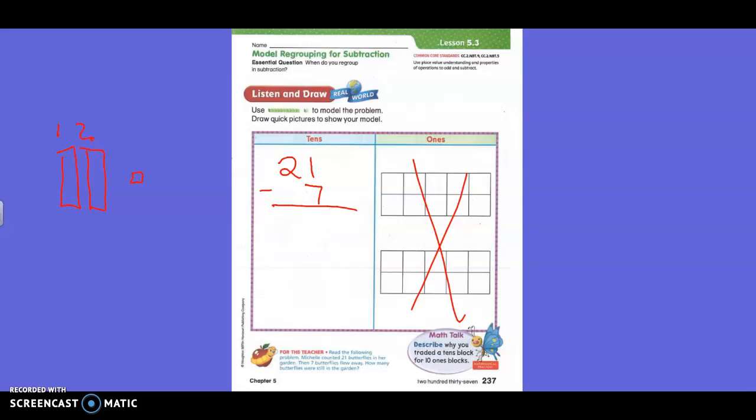Okay? If we borrow this whole 10 and give it to that 1, how much will that give the 1? Instead of just being 1 now, how much is it going to be, Xander? 11. Yes, it's now going to be 11. So you're going to cross the 1 out and put 11 on top.